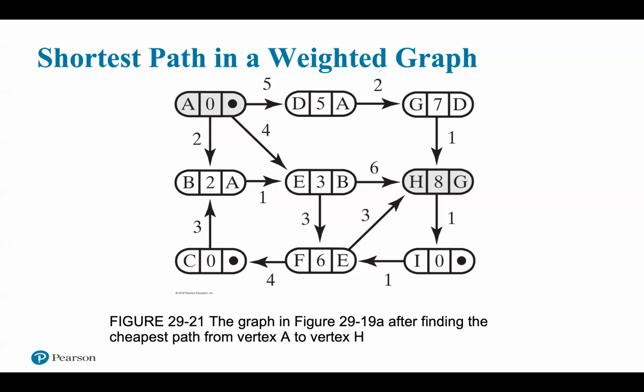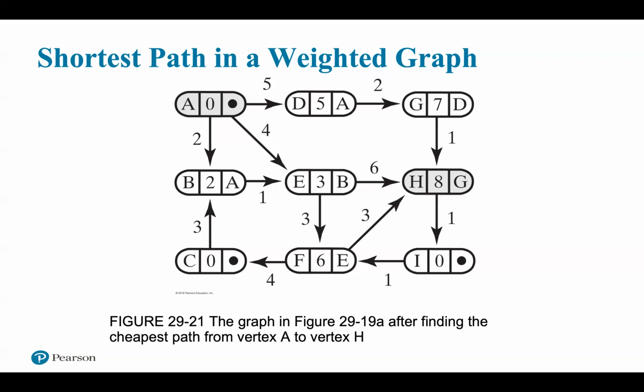The entry contains vertex E, so we visit it and store it into E. The path costs 3, and E's predecessor is B. Vertex E has two unvisited neighbors, F and H. The cost of each path to a neighbor is the cost of the path to E plus the weight of the edge to the neighbor. Two new objects are added to the priority queue.